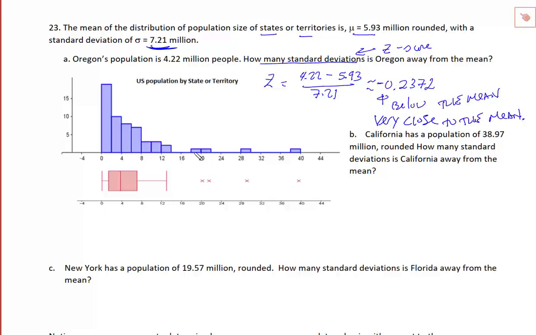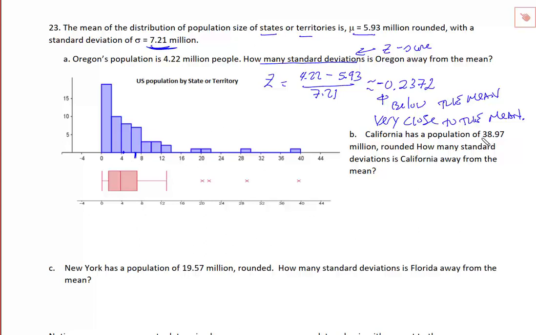Okay, so that's what it tells me. Here is 7.21. Here's 4, 6, 7 is right here. That's about the location of the mean. And where's Oregon? 4.22. It's somewhere there. So again, not too far away from the mean. That's what it's telling me.